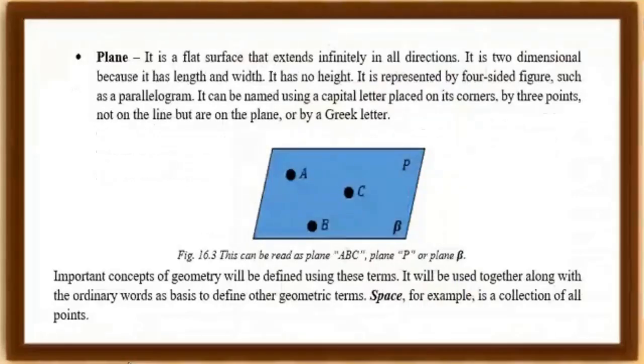Plane. It is a flat surface that extends infinitely in all directions. It is two-dimensional because it has length and width. It has no height. It is represented by four-sided figures such as a parallelogram. It can be named using a capital letter placed on its corner, by 3 points not on a line but on the plane, or by a Greek letter. So we have here plane ABC, plane P, or plane beta.